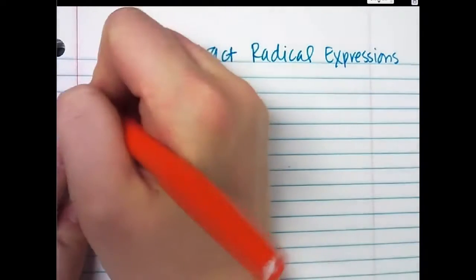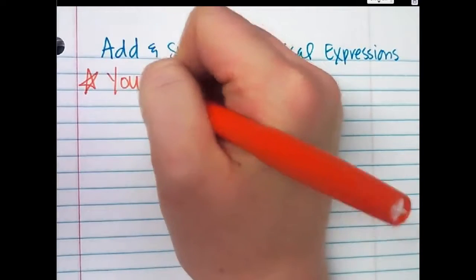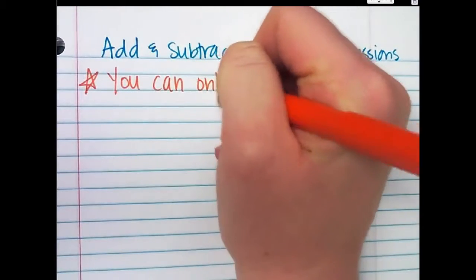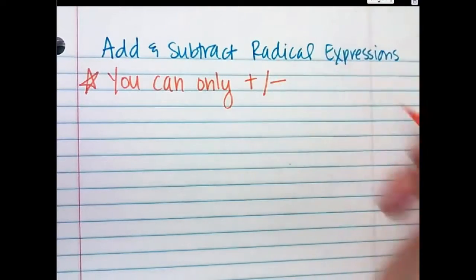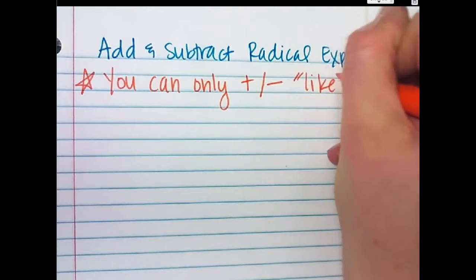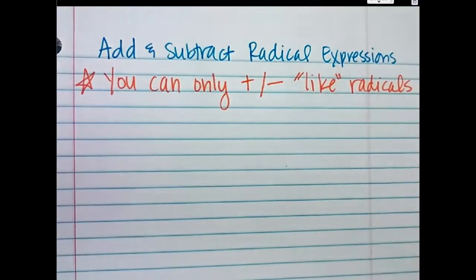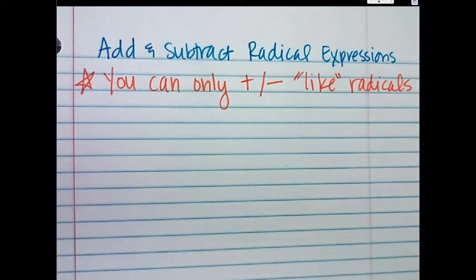So, adding and subtracting radicals. You can only add and subtract like radicals. So it has to be the same, like two square roots, like a square root of 5 and a square root of 5, or a square root of 10 and a square root of 10, or a cube root of 2 and a cube root of 2. Okay, if they're different, you can't put them together.